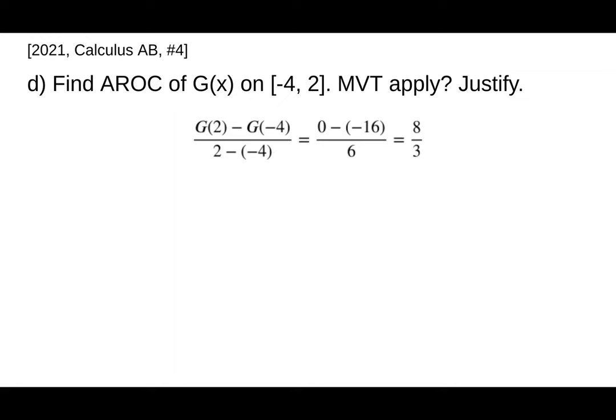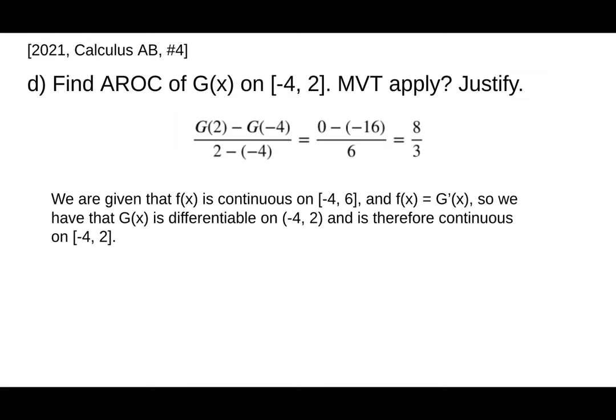Does the mean value theorem apply here? Well, we're given that f of x is continuous on -4 to 6, and that f of x is g prime of x. Now, since f of x is continuous on that interval from -4 to 6, f of x exists for every value of x on the interval from -4 to 6. So g prime is a continuous function on that interval, which means that g of x is differentiable on that interval from -4 to 2, right? Because -4 to 2 is a subinterval of -4 to 6.